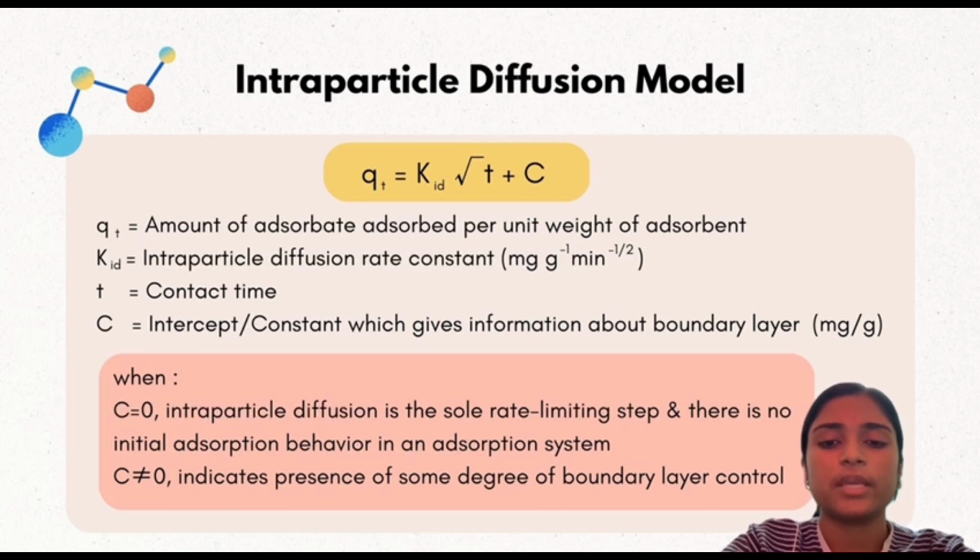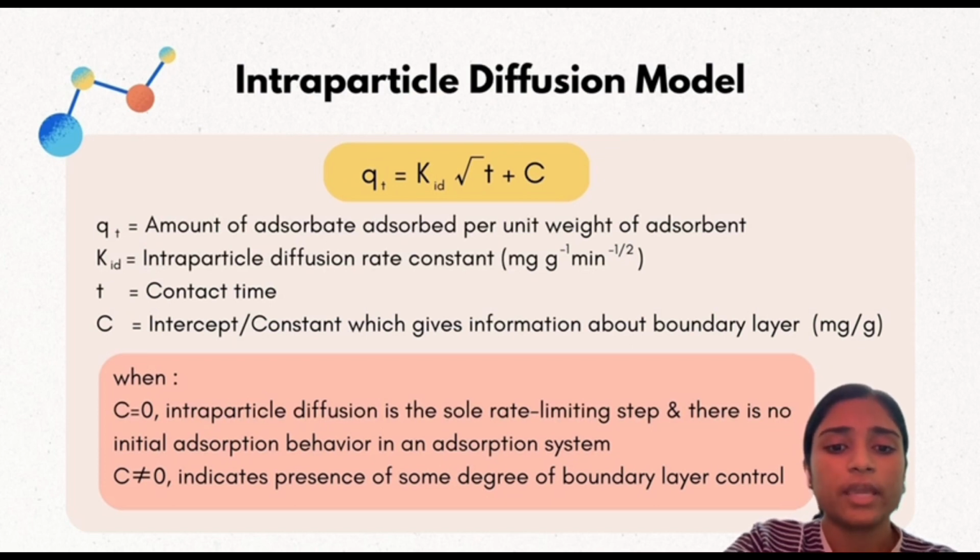Next, moving on to the intraparticle diffusion model. This model can be explained by an equation shown in the yellow box. The equation is Qt equals KID square root of t plus C. First of all, Qt equals the amount of adsorbate adsorbed per unit weight of adsorbent, KID is the intraparticle diffusion rate constant, t is the contact time, and C is the intercept or the constant which gives information about the boundary layer.